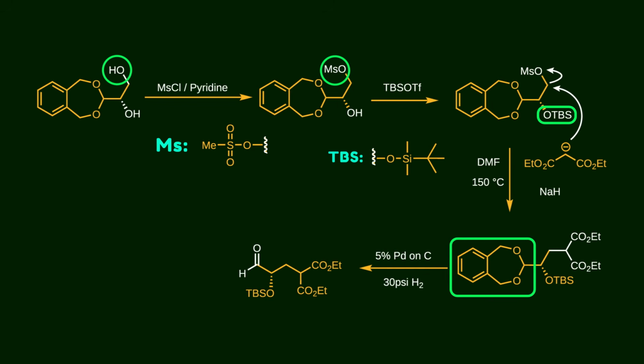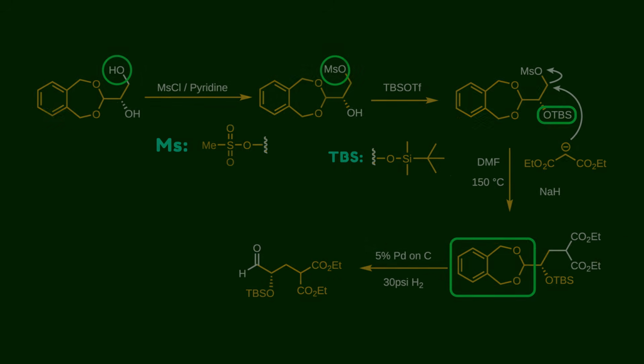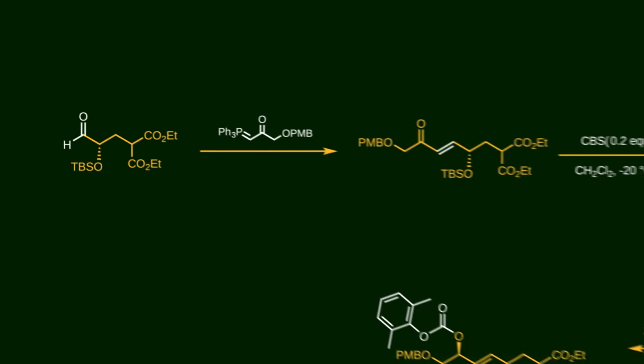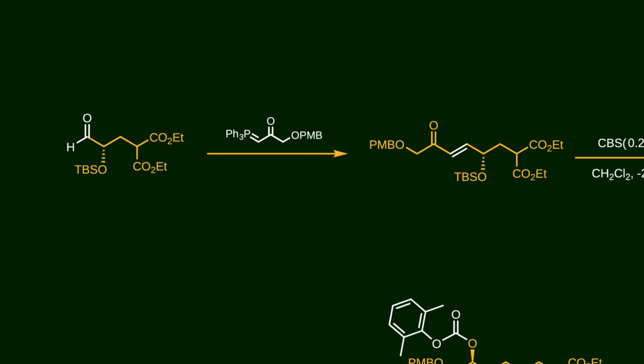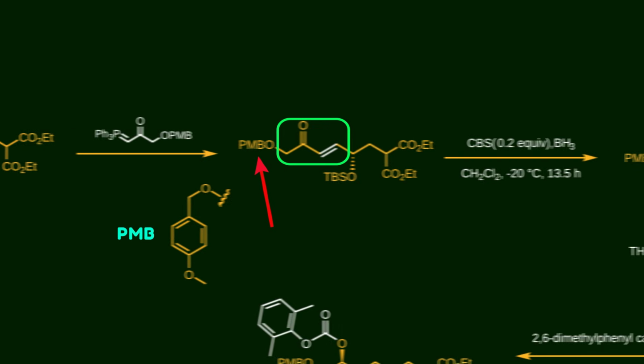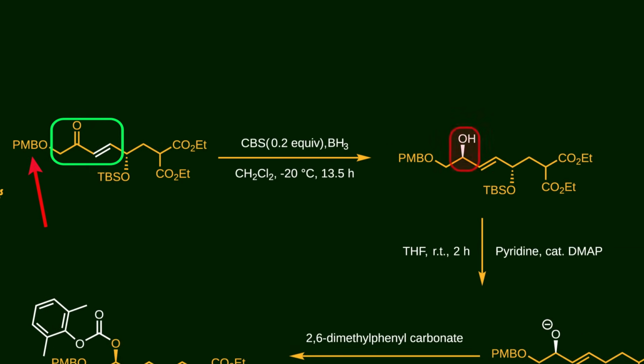Now the stage is set for the Wittig reaction. Treatment of this aldehyde with a stabilized ylide produces the corresponding enone. One side of this enantiomerically pure ketone is protected by PMB, which is a bulky group. Treatment with the CBS catalyst produces the corresponding alcohol with excellent diastereoselectivity.